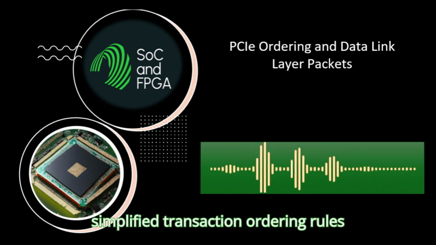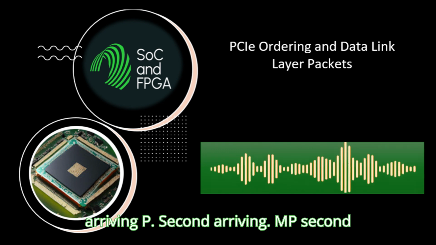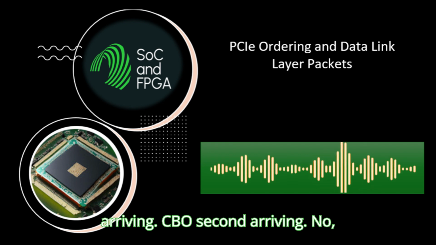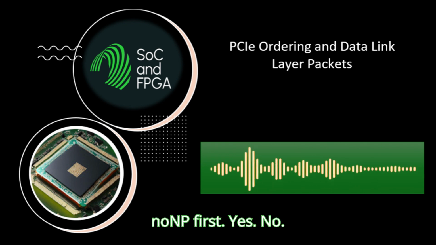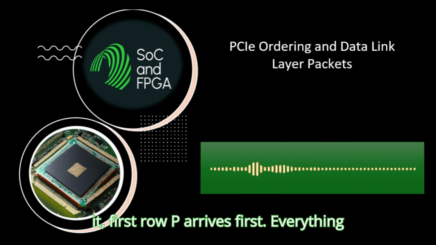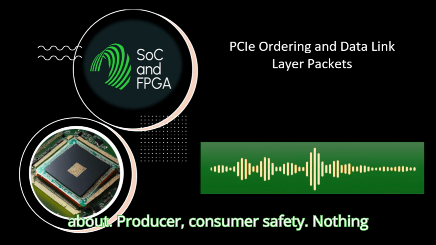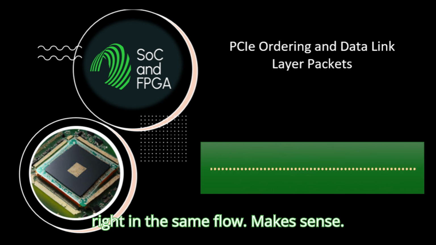PCIe simplified transaction ordering rules, default behavior. First transaction arriving P: second arriving NP, no; second arriving CPL, no. NP first: P yes, NP no, CPL no. CPL first: P yes, NP yes, CPL no. Okay, looking at it, first row, P arrives first. Everything else gets a no. Right. That reinforces the strict ordering for posteds we talked about. Producer-consumer safety. Nothing overtakes an already in-flight posted write in the same flow.